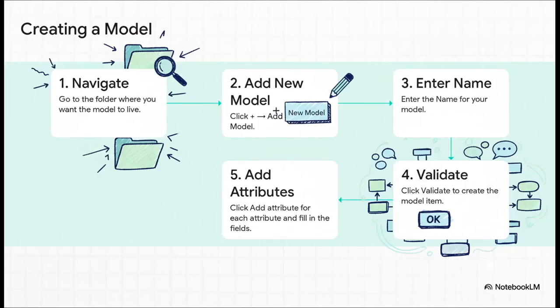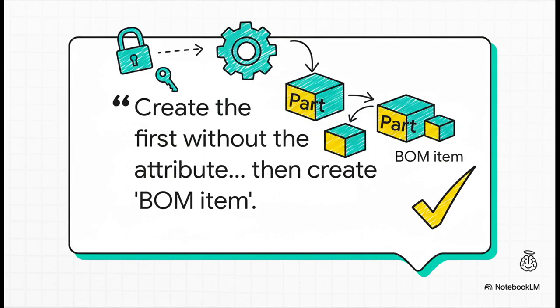And actually creating these models in Codex is super straightforward. It's really just a simple 5-step process. You go to your folder, click to add a new model, give it a name, and then you just add the attributes we just talked about. Easy. Now, stop for a second and pay close attention to this slide, because this pro tip is going to save you a big headache.